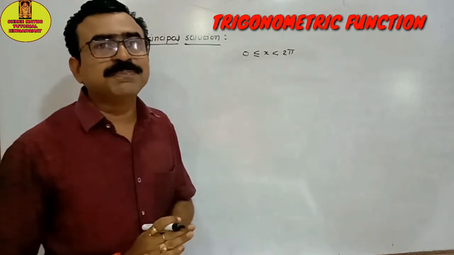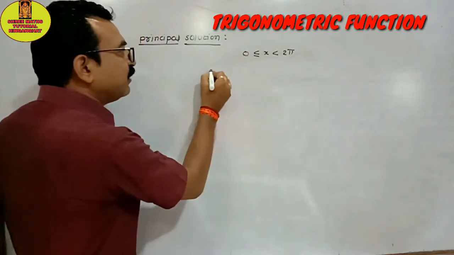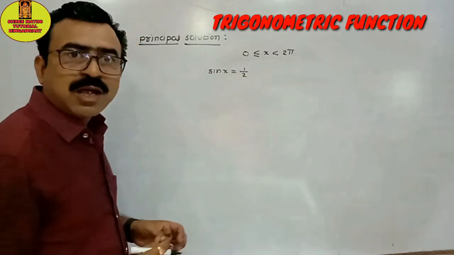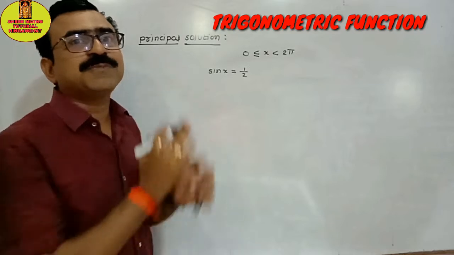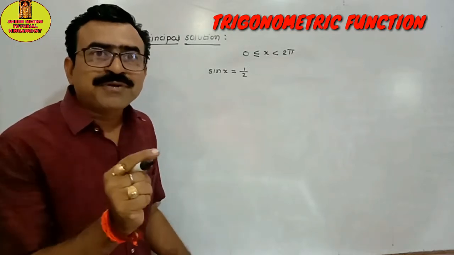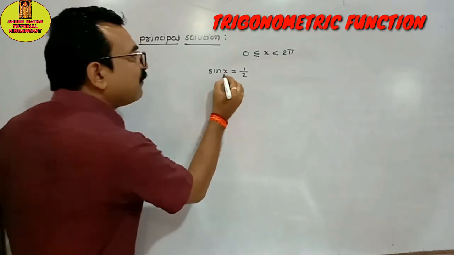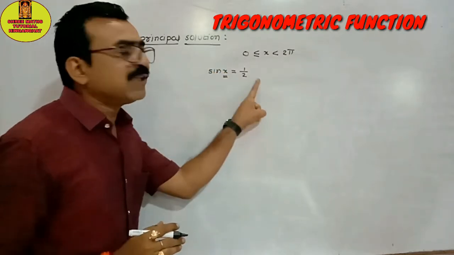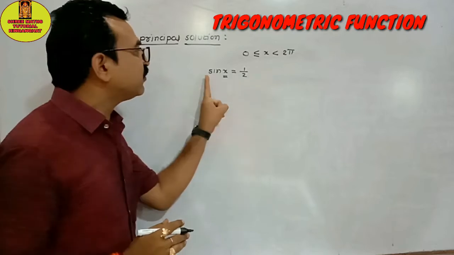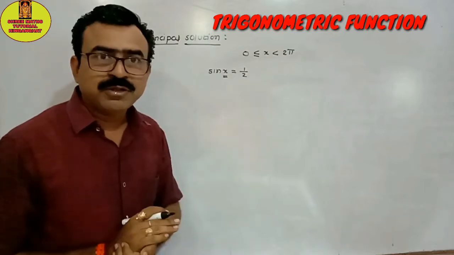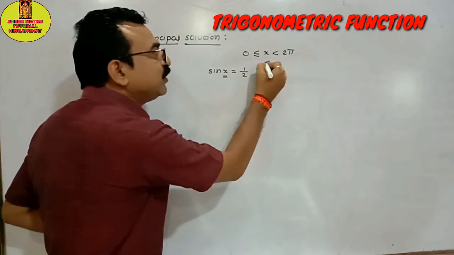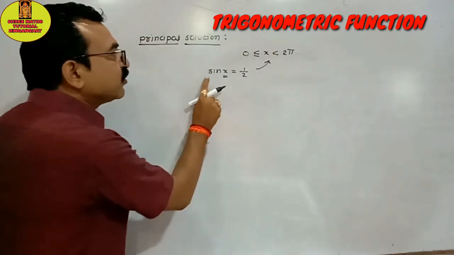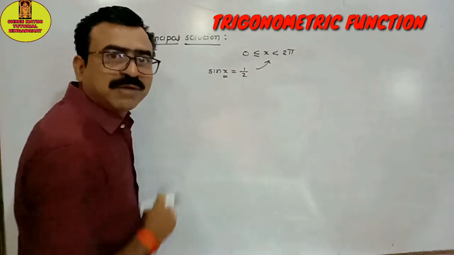Let me explain in a simple way. Suppose you are given one trigonometric equation, that is sin x is equal to 1 by 2, and your question is find its principal solution. Principal solution means the value of x which satisfies the given trigonometric equation, sin x is equal to 1 by 2, and which lies between 0 and 2 pi. Got it? So friend, sine of which angle is equal to 1 by 2?